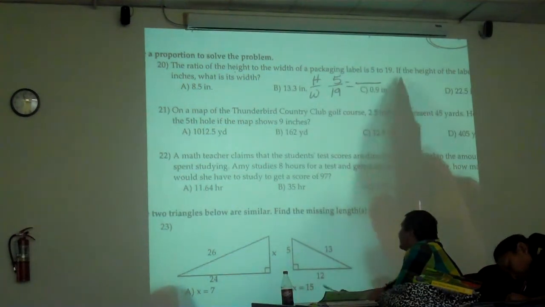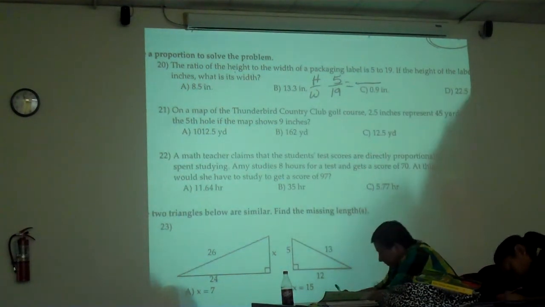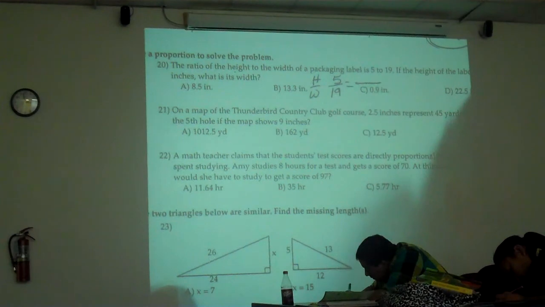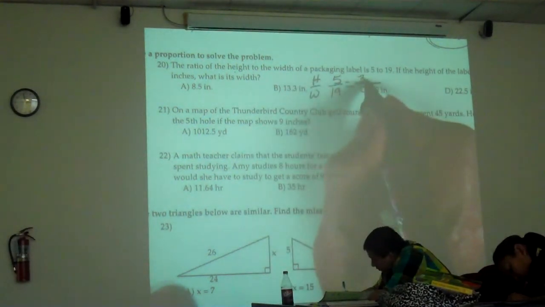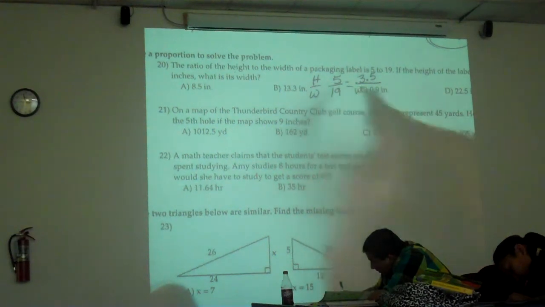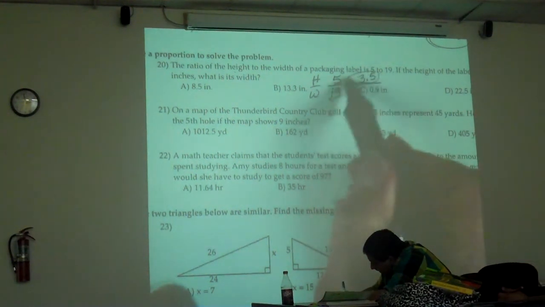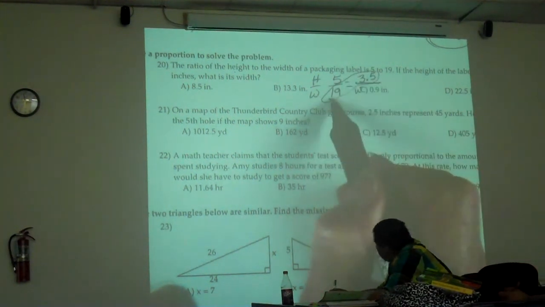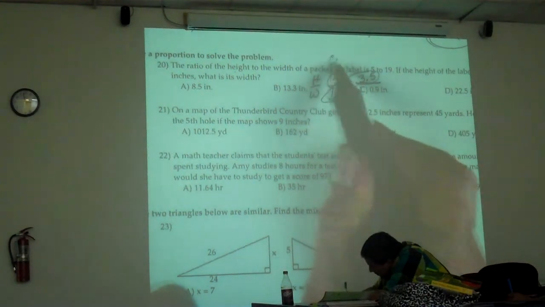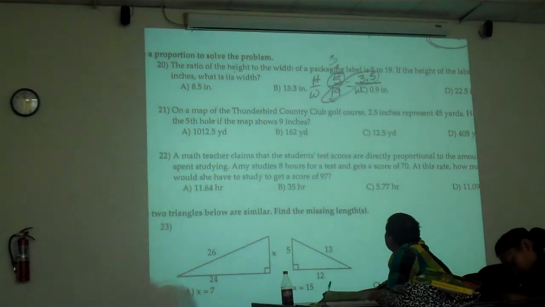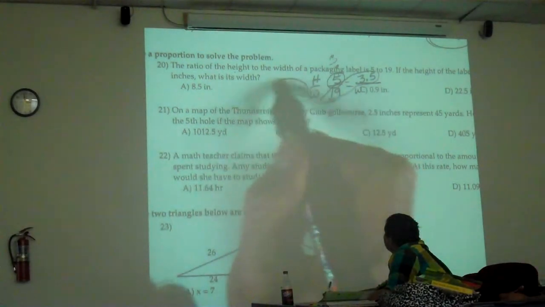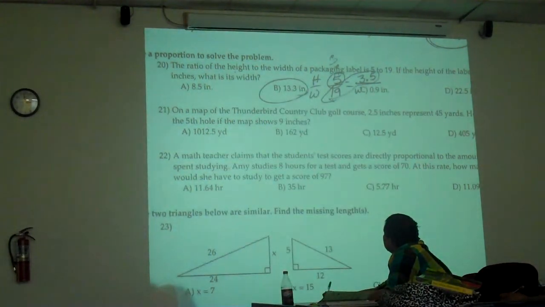It says if the height is 3.5, where are we going to put 3.5? Top. That's why we put the H and W, so we know where to put it. So what's the width? Multiply these two: 3.5 times 19. Divide by your 5. 13.3? Yes.